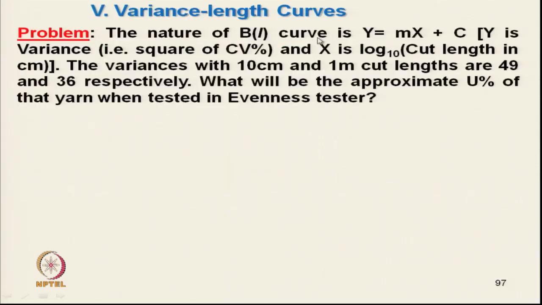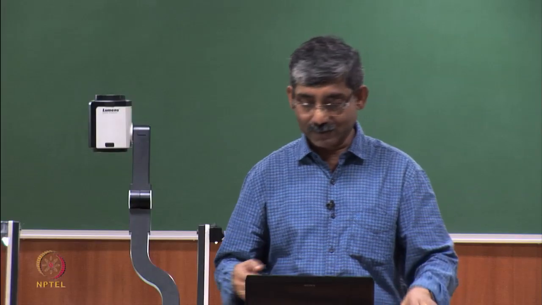Okay. So, here it is a straight line with the x axis as log of cut length and the y axis as the variance. And the variances with 10 centimeter cut length and 1 meter cut length are 49 and 36 respectively, that is given.